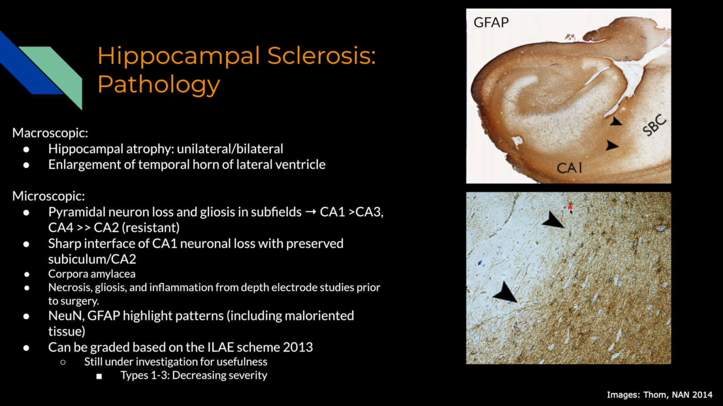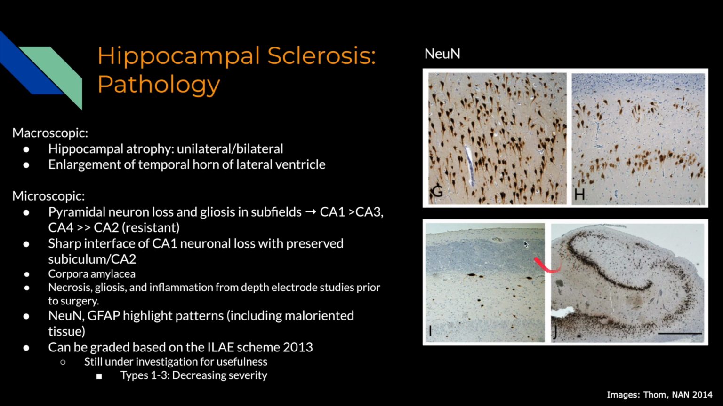This is just showing you the sharp boundary between the subiculum and the CA1 region, where again the majority of gliosis is going to be where you have neuronal loss. These are really useful for maloriented specimens to try to orient yourself. Here's NeuN. So NeuN stains neuronal nuclei, and you can see here on this immunohistochemical stain that the number of neurons can vary dramatically in hippocampal sclerosis.